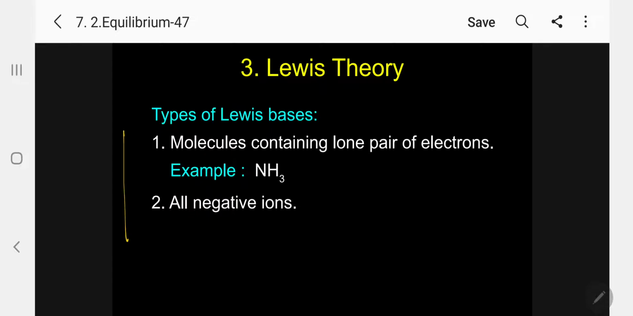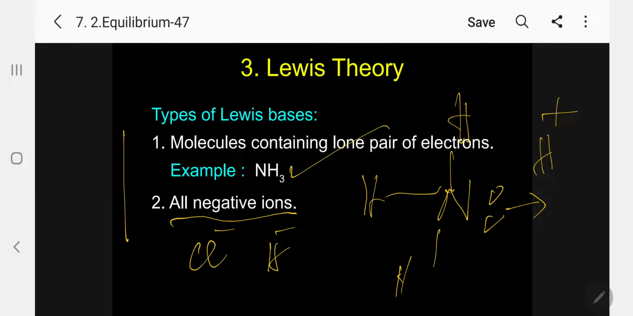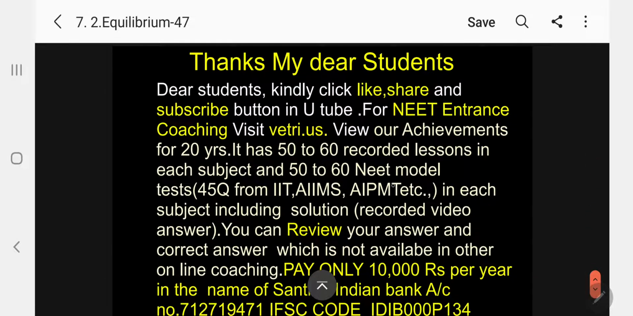There are 2 types. One is a molecule containing a lone pair of electrons, for example ammonia, NH3. It has a lone pair, so this will donate the lone pair to H plus. So this is one type. Another is all negative ions, Cl minus, H minus. All negative ions act as Lewis bases because they donate electrons to H plus. Kindly follow. This is the modern theory.